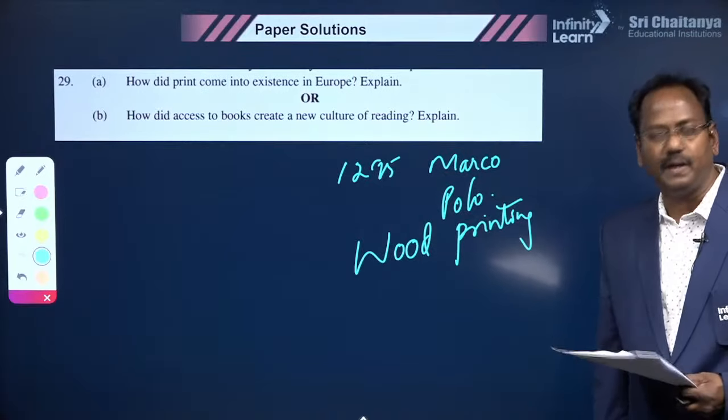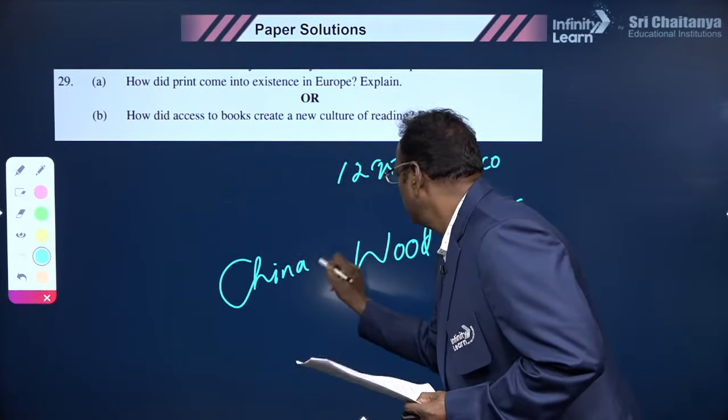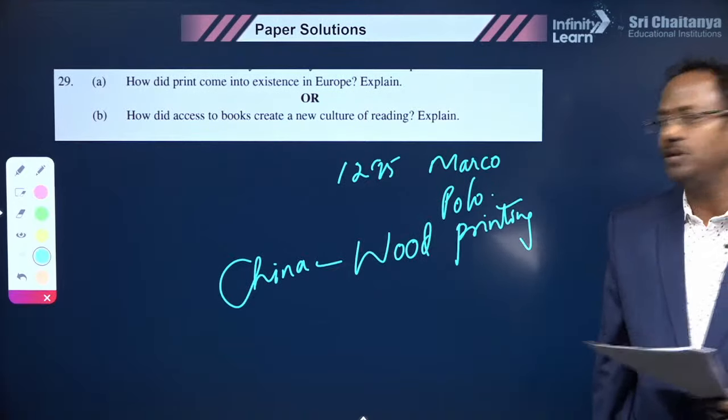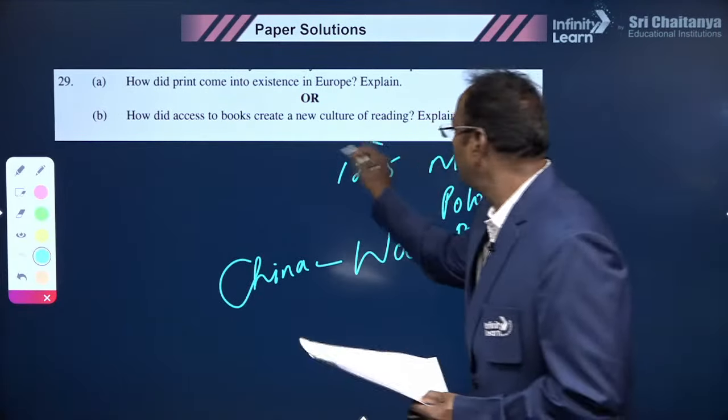This wood block printing in China was very much developed during this period before 1295. So, in 1295, what happened?